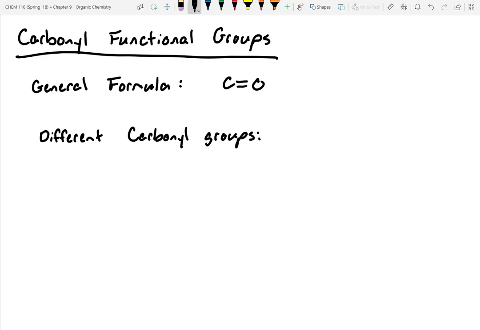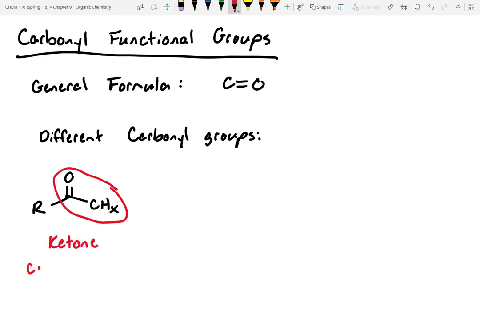Okay, so the first one, let's say we've got a placeholder here. And then you've got a carbon on both sides. So for example, because you've got a carbonyl in between two carbon groups, this would be referred to as a ketone. So carbon on both sides. Does that make sense? So that's one functional group. Let's do the next one.